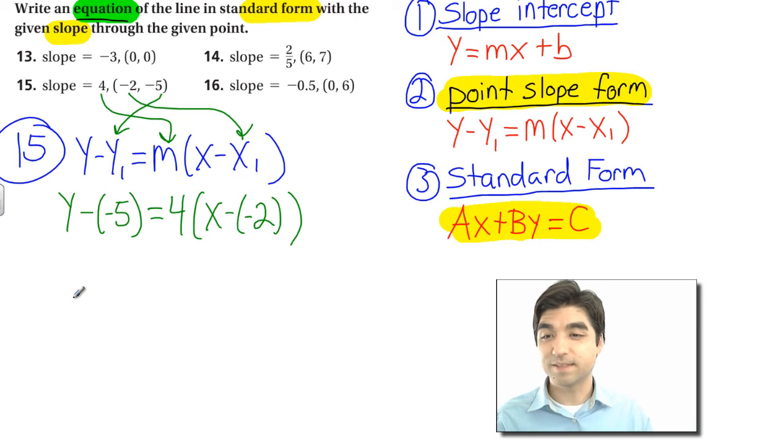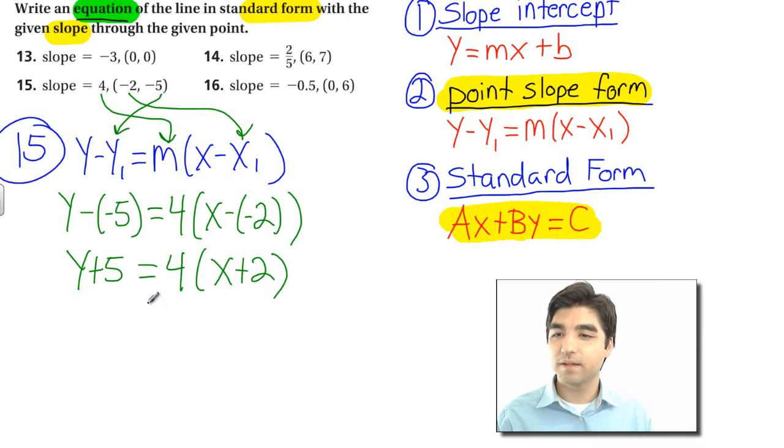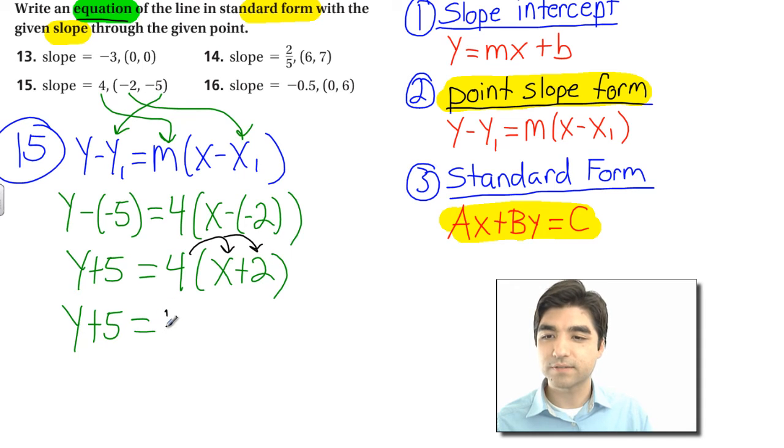Okay, so then we just need to simplify this. So minus minus 5 equals a positive 5. And then 4 times x minus minus 2 equals a positive 2. So we have y plus 5 equals 4 times x plus 2. So we need to distribute this 4 through. So we have 4 times x and then 4 times 2. So that's 4x plus 8.